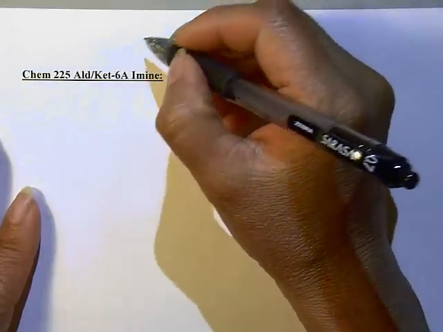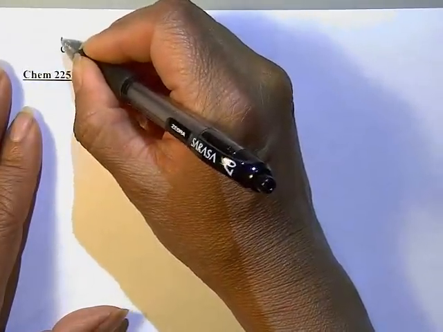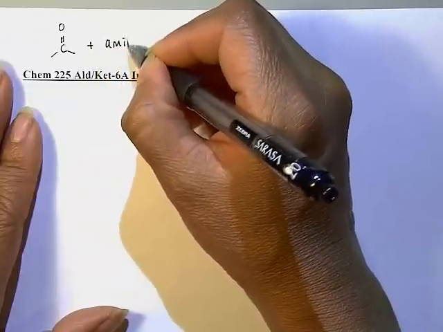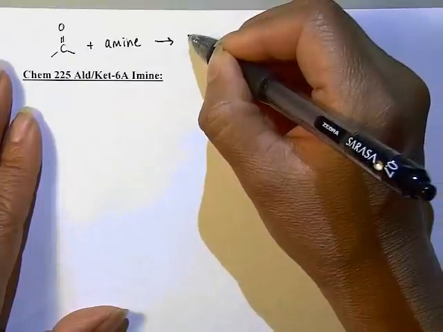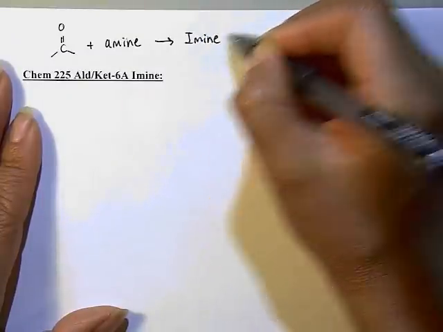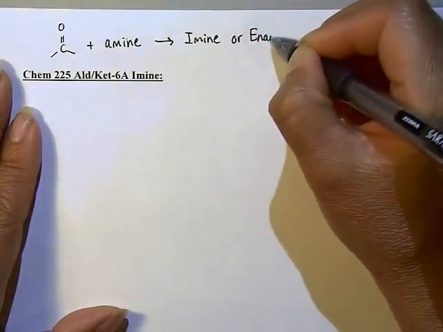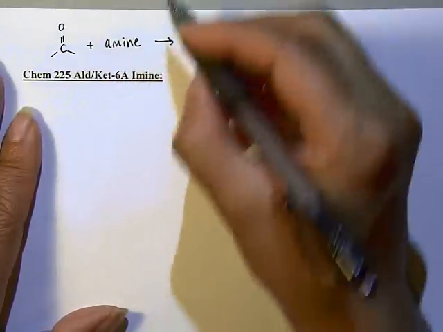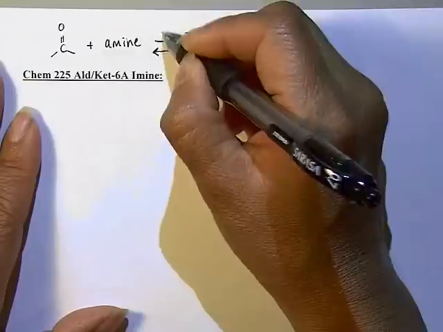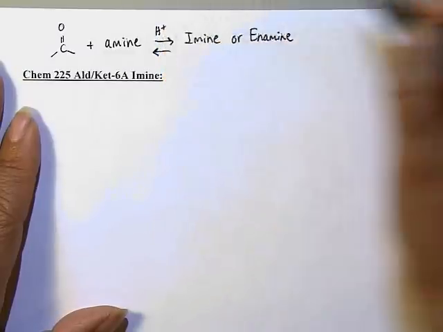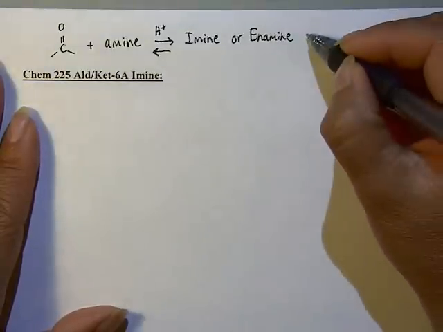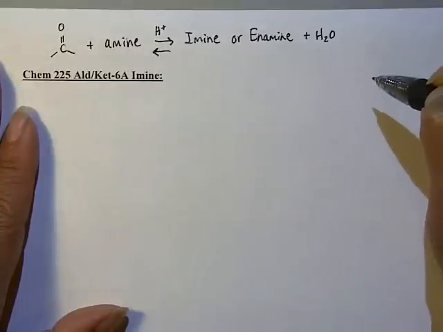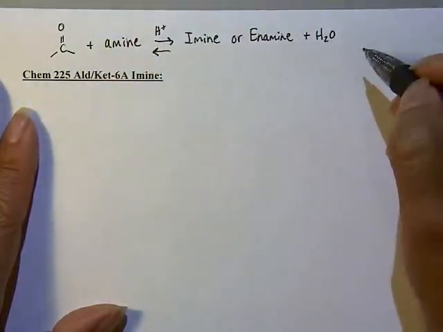So basically, the reaction that we're looking at is the carbonyl plus some kind of amine. And this gives either something called imine or enamine, depending on the type of amine that you react with. And this, once again, is a reversible reaction. You need an acid catalyst to make this happen. And then when you form the product, you also form water as the byproduct. So this is the overall reaction.